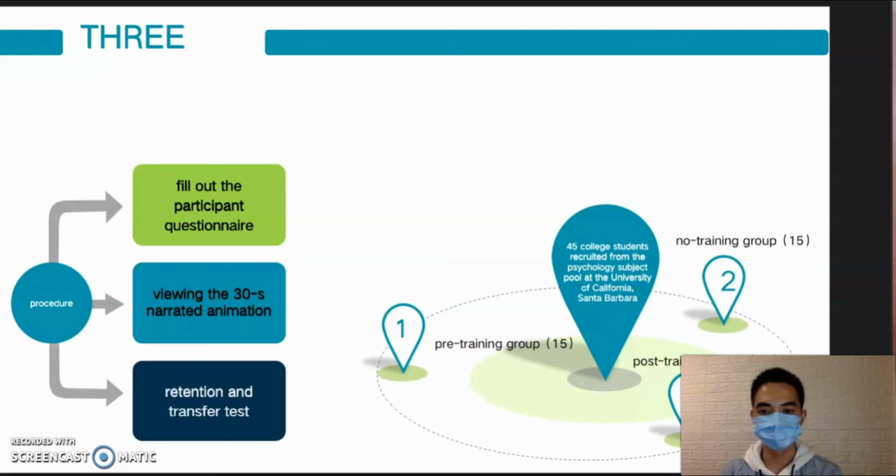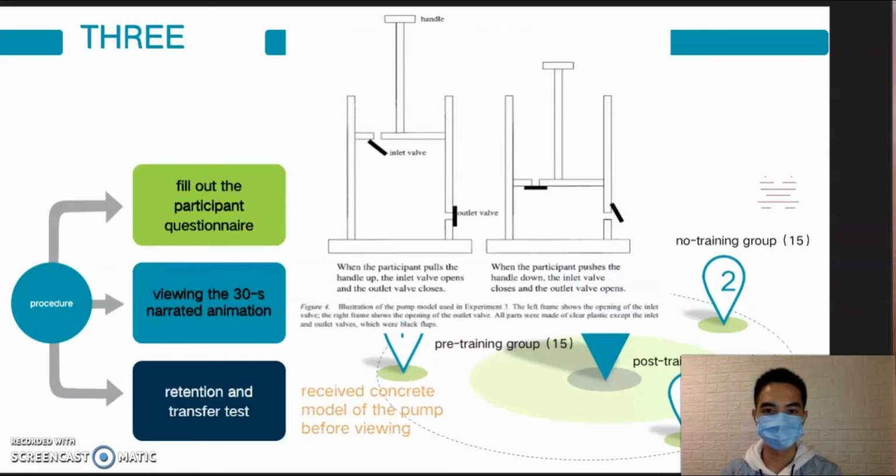At last, participants wrote their own answers to the retention test and successfully wrote answers to the four transfer problems. Participants in the pre-training group received a hands-on episode with the concrete model of the parts before receiving the narrated animation. The post-training group received it after the narrated animation. The no training group didn't receive anything.